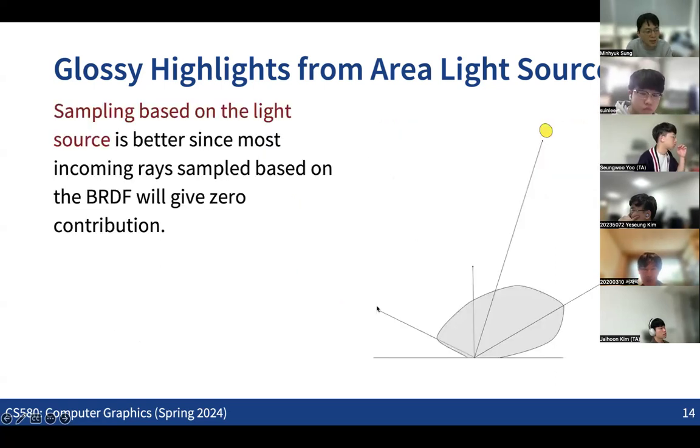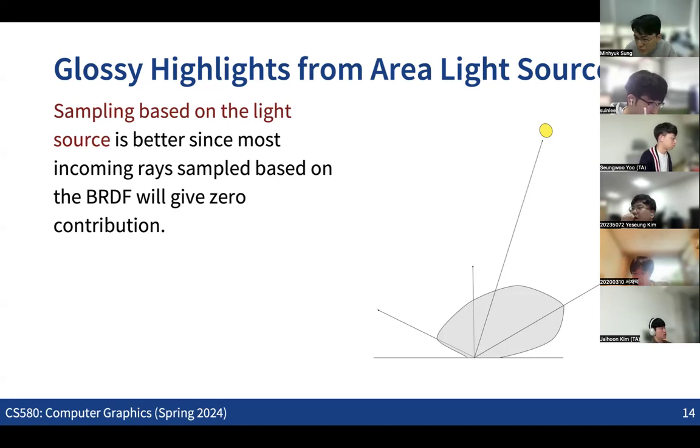While on the right-hand side, this is the case where we have a very tiny light source, which almost looks like a point light source, which means that when you sample based on the BRDF, most of the rays will not hit the light source, which means that these rays will not be counted in the final computation. So in this case, obviously, it's better to sample based on the light source, which is the case where we are sampling the points over the light source.